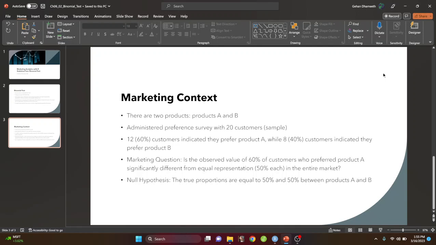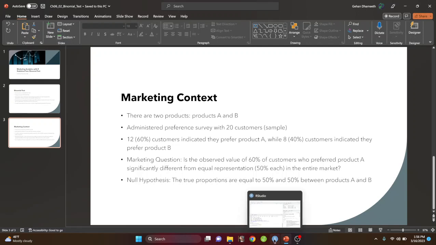So once again, since this is a significance test, we have to set the null hypothesis and alternative hypothesis. In this case, I'm going to share with you only the null hypothesis, because the alternative hypothesis is always going to be the opposite. So the null hypothesis for this test is that the true proportions are equal, 50-50%, between product A and B when you compare with the entire market. So let's run this test.